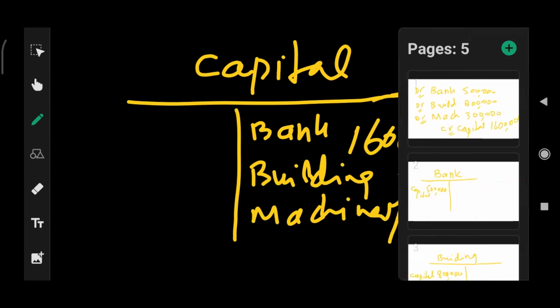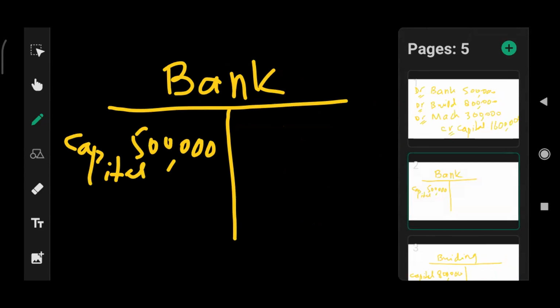We have posted this first transaction into relevant accounts. First, it was debit bank 500,000. I opened the account of bank. I debited it 500,000. I wrote capital with it because its corresponding credit was capital.